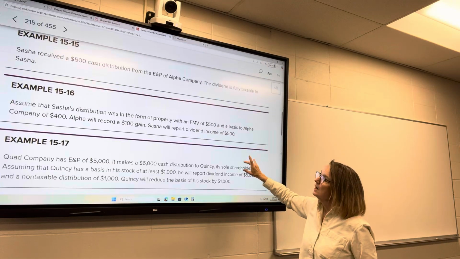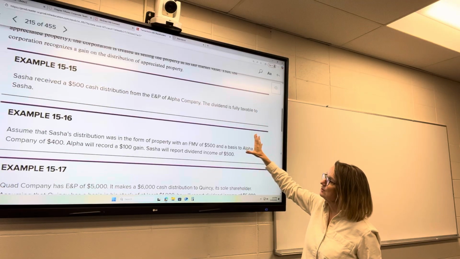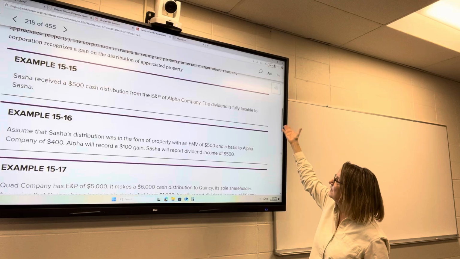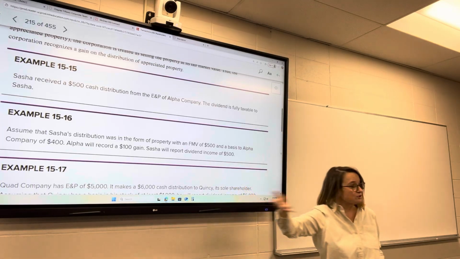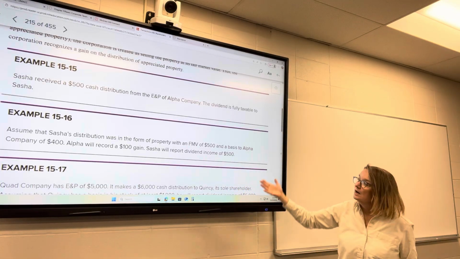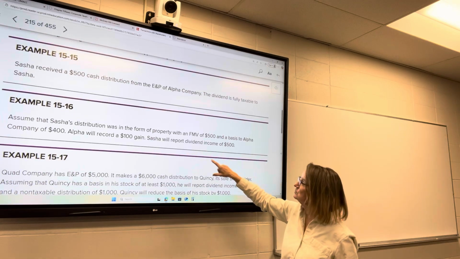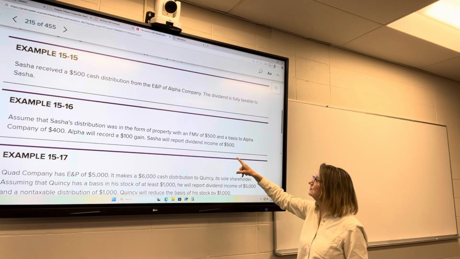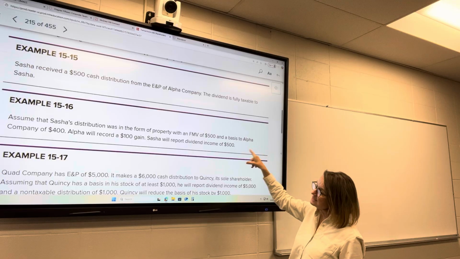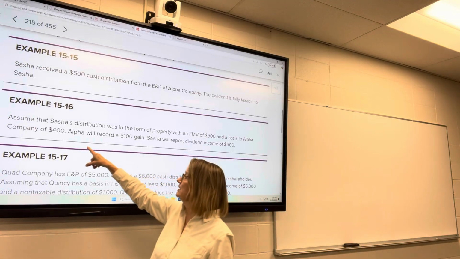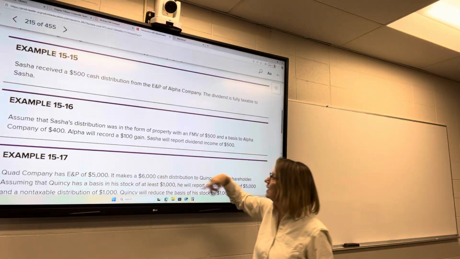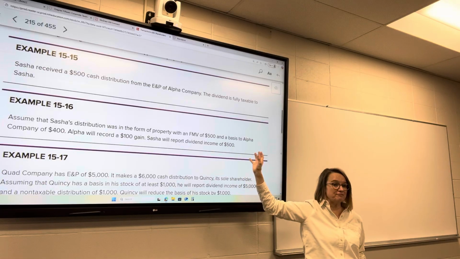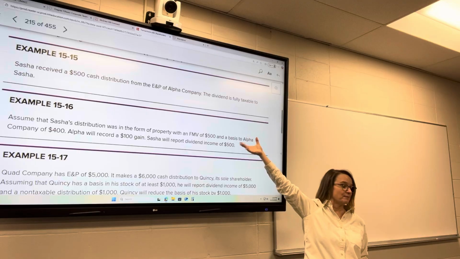So here they've got an example. Sasha receives a $500 cash distribution from the earnings and profits of Alpha Company. The dividend is fully taxable to Sasha as a dividend. Assume Sasha's distribution was in the form of property with a fair market value of $500 and a basis to Alpha Company of $400. Alpha is going to record a $100 gain. Sasha's going to report dividend income of $500, and their basis in that property is going to be $500.